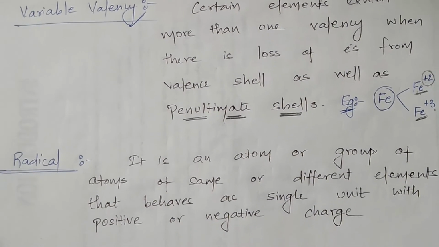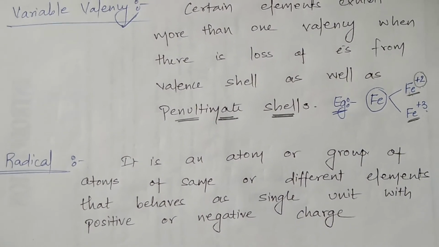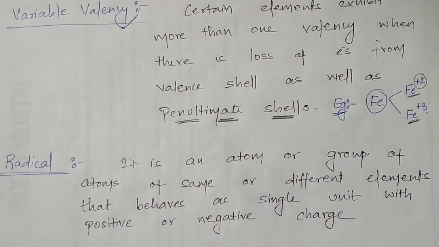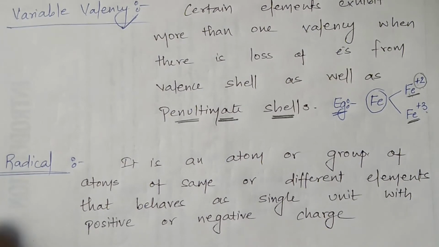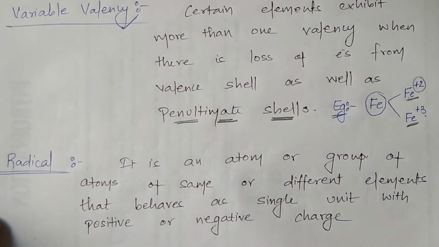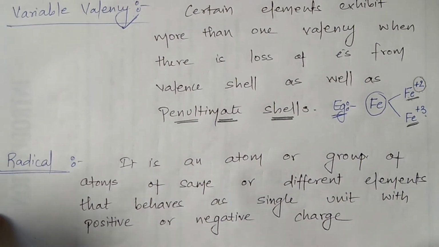Now comes the concept of radicals. What are radicals? It is an atom or group of atoms of the same or different elements that behave as a single unit with positive or negative charge. Alright, this is the definition. As soon as we move ahead, I will teach you everything with the examples.